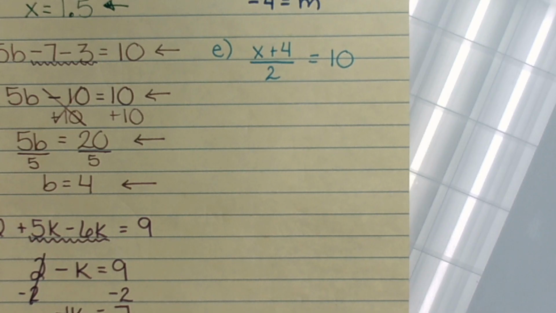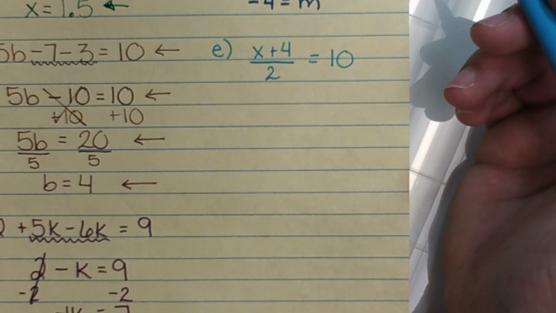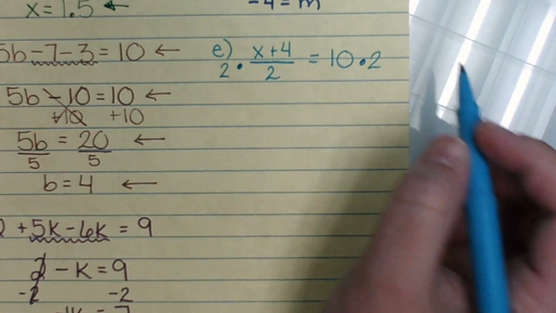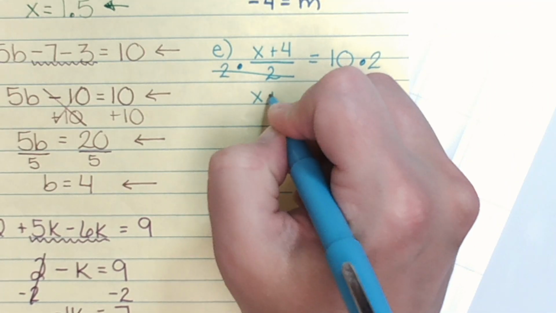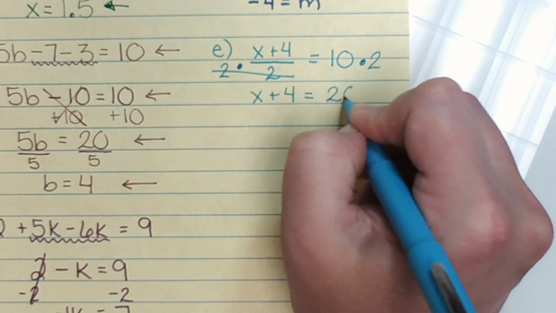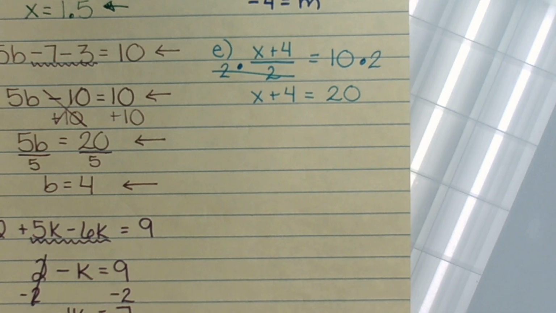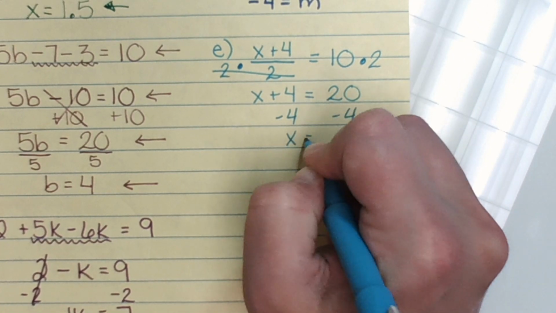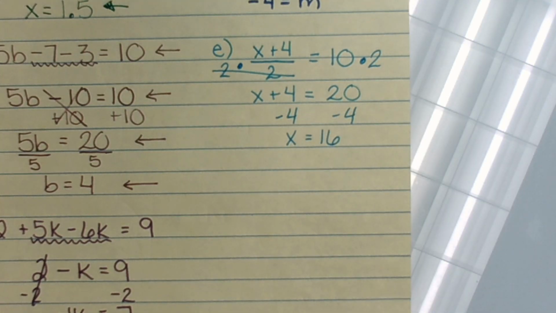Yes, Mason. Do you multiply by what? 2? Yes. That's exactly what we do first. x plus 4 equals 10 times 2 is 20. Y'all know how to finish this one, right? Subtract the 4 over. And we get 16. Got 2 more that have one other thing to them.